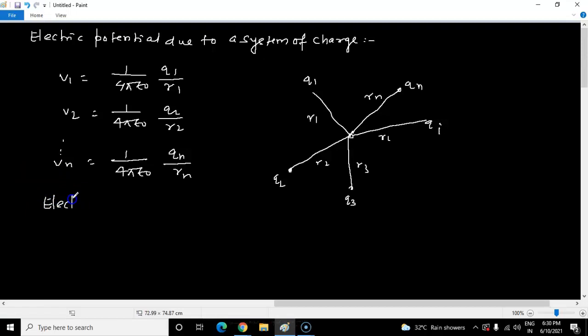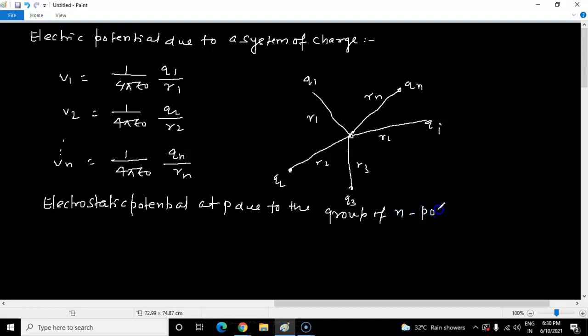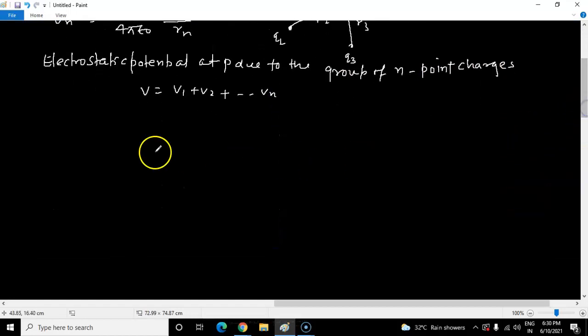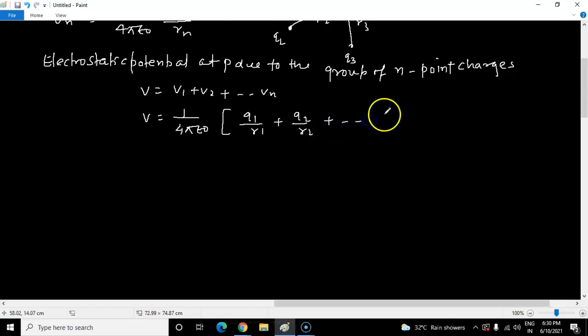Yes, sir. We can add it here. The electrostatic potential at point P due to the group of n point charges is the total potential, that is V1 plus V2 plus so on up to Vn, the algebraic sum of all potentials. So V is equal to 1 by 4 pi epsilon naught, which is common for all terms, times (Q1 by R1 plus Q2 by R2 and so on, plus Qn by Rn).